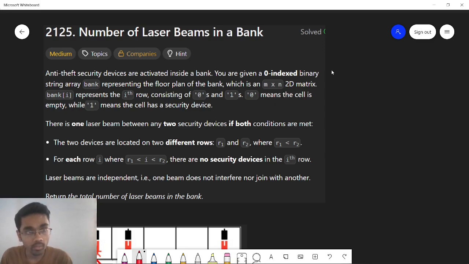So hello everyone, in this video we'll be solving another LeetCode problem and the problem name is Number of Laser Beams in the Bank. So let us read the problem statement first. Anti-theft security devices are activated inside a bank.